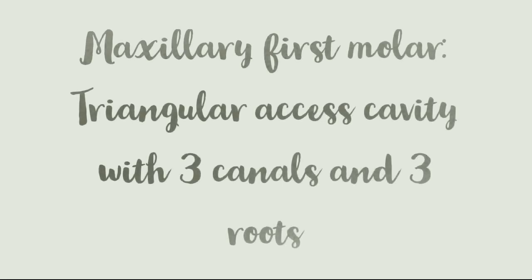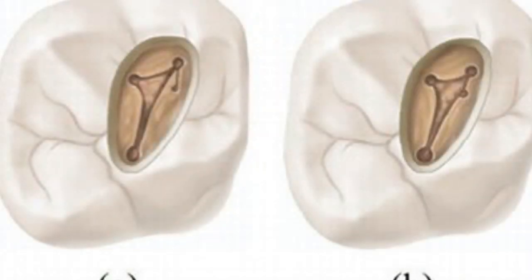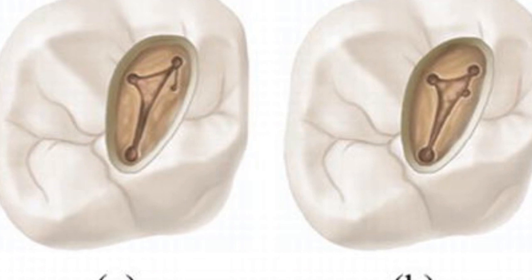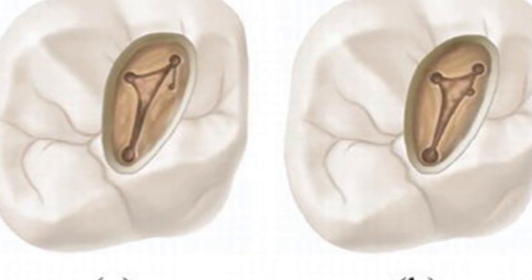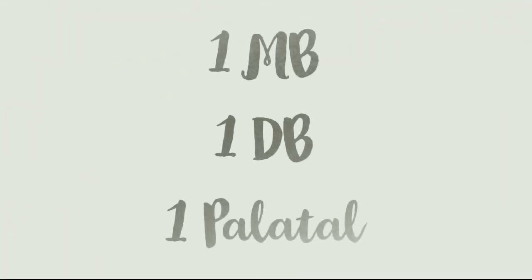The maxillary first molar has a triangular access cavity with 3 canals and 3 roots. As you can see, the triangular shaped access cavity has 3 canals. The 3 canals are: one is mesiobuccal, one is distobuccal, and one is a palatal canal.